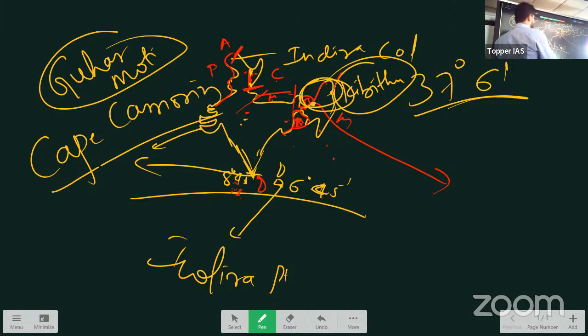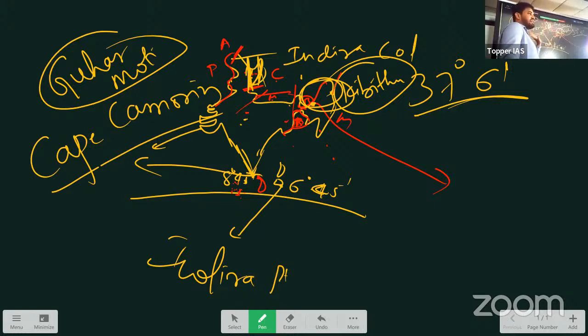There are two other lines also, the McDonald line, this here, and the Johnson line. They were borders delineated during the British era. India accepts the Johnson line, whereas China accepts the McDonald line. According to the McDonald line, this Aksai Chin is in China. According to the Johnson line, Aksai Chin is within India.